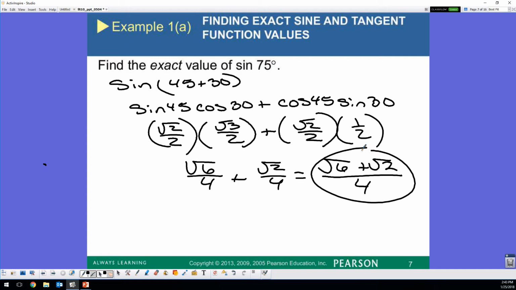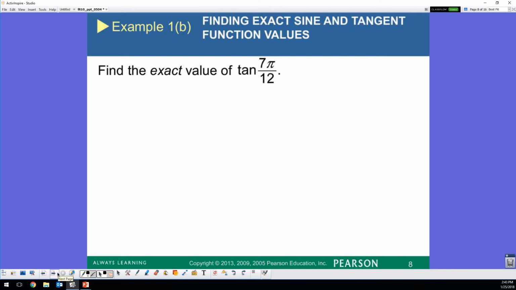120 minus 45? Would that give me that? Yeah, okay, it would. So now let's move on to the next one. The next one, I believe, is a tangent problem.